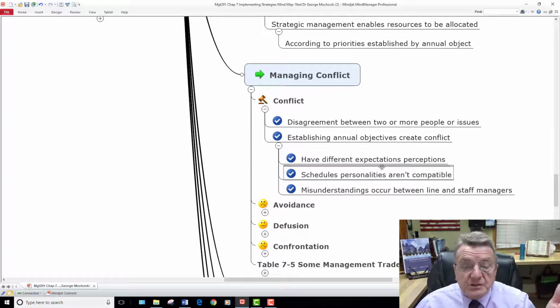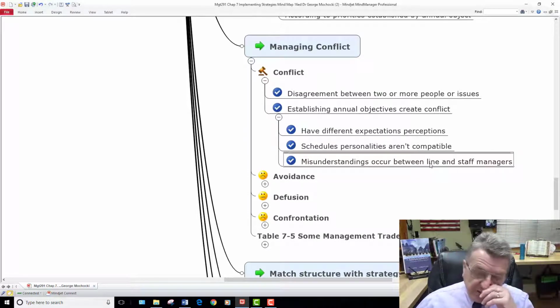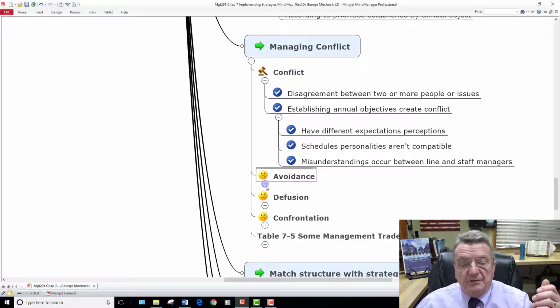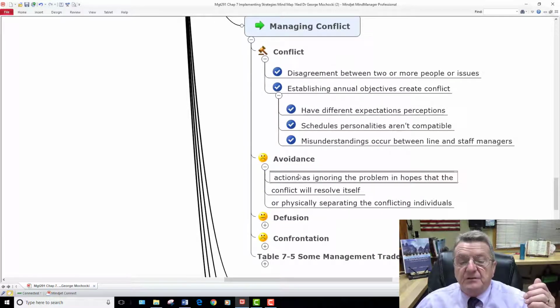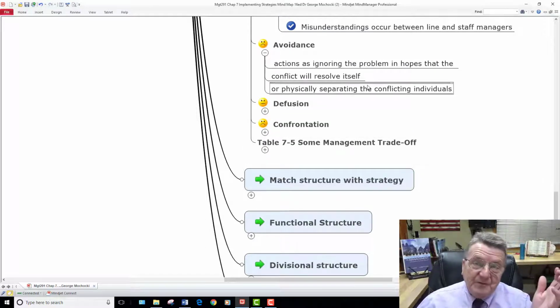So, okay, people have different expectations, different schedules, and incompatible personalities. Misunderstandings occur between the line and staff. Line are basically the managers, and staff are the people who work under them. So you've got one way of doing it, and you have different ways to handle conflict: avoidance, the action of ignoring the problems in hopes that the conflict will resolve itself.